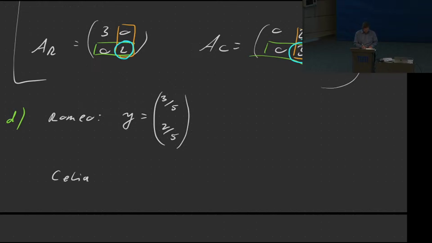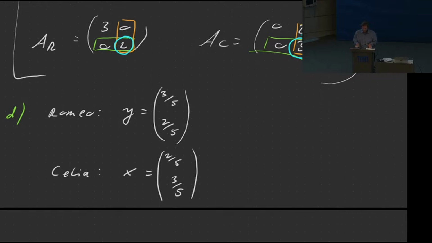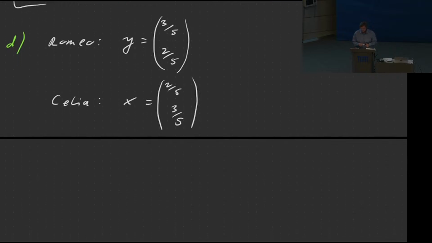For Celia, the column player, and we usually denote the column strategy by X, just a convention, she'll also choose her preferred event with probability 3/5. Her preferred event is going to the concert. That's the second strategy. Right, so she'll choose this, and then 2/5 for the baseball game. Okay, what we need to prove is that each of those strategies is the best response to the other.